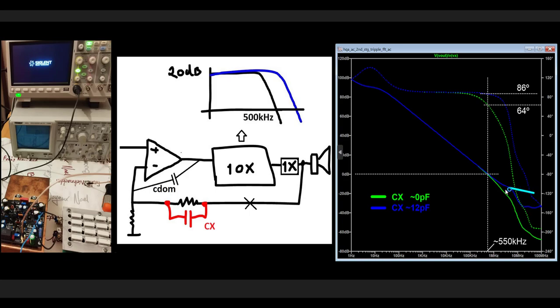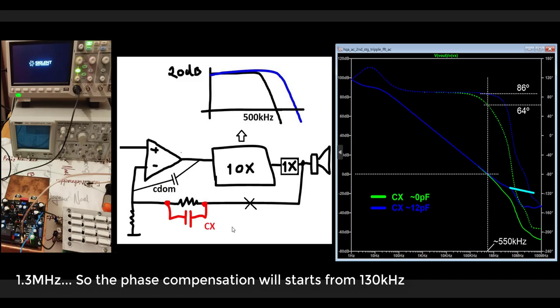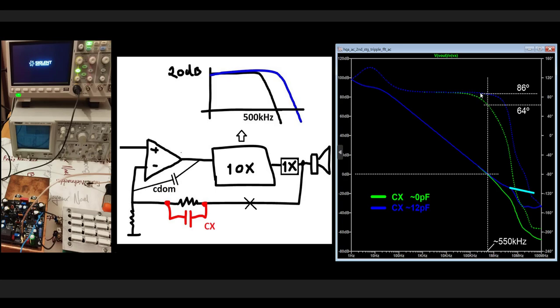Otherwise, it was something like this. But we can see the difference between the green and the blue with this cap, with this zero. This zero is located at 1.3 megahertz. Okay, so at 130 kilohertz, we start to have the influence of this zero. And we can see that at 100 kilohertz we have some differences in the phase.